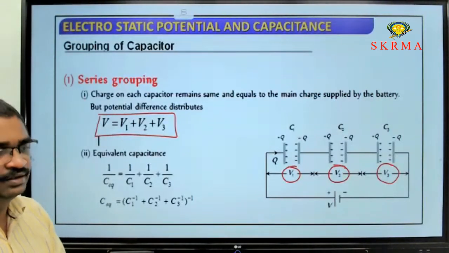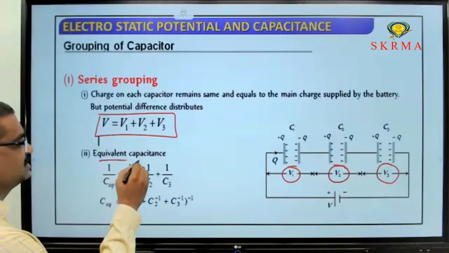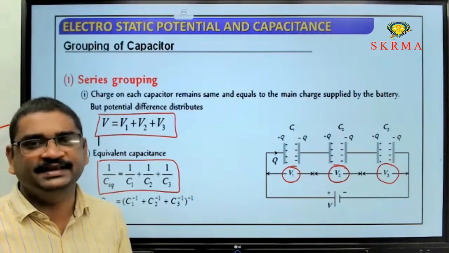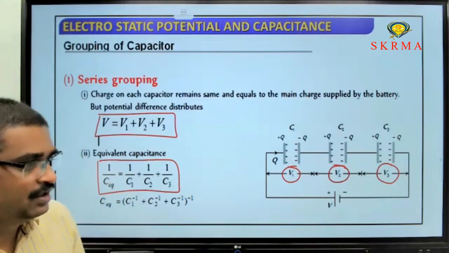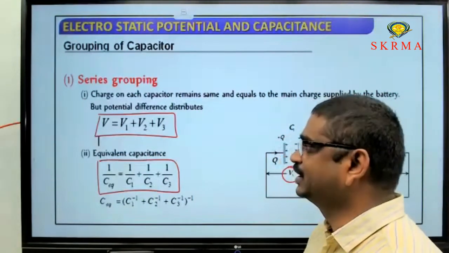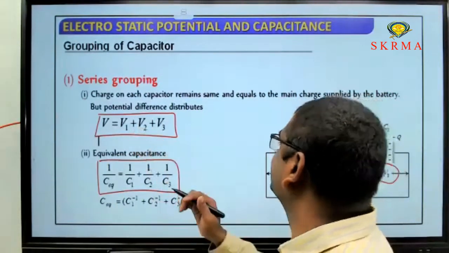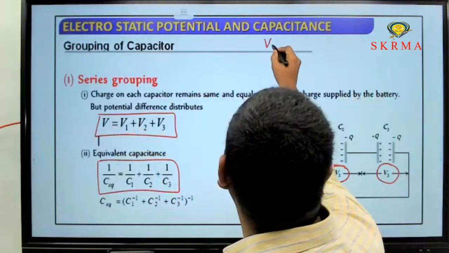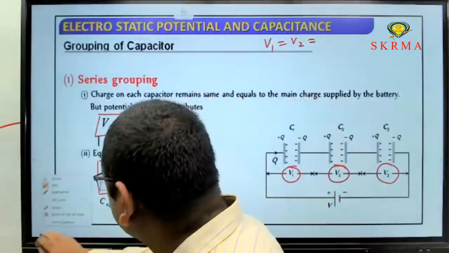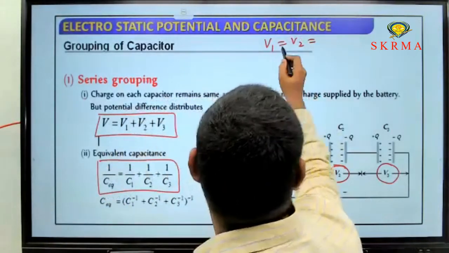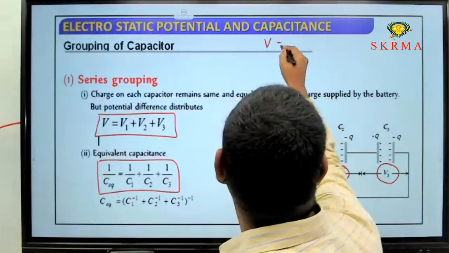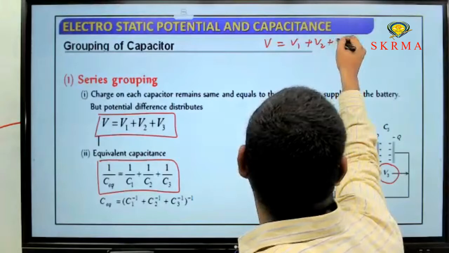Equivalent capacitance. In series connection, equivalent capacitance is given by this formula: 1 by C equal to 1 by C1 plus 1 by C2 and so on up to 1 by Cn. How are you going to solve that? Potential is going to divide, so V equals V1 plus V2 plus V3.